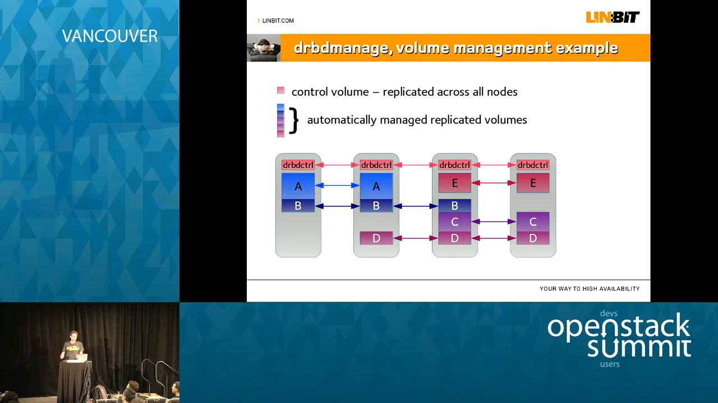So that should be 4 servers. On each, you have this control volume. It's mirrored over all of them. And then you have user volumes. And usually, well, most of them are 2 ways redundant. You can have volumes that are 3 ways redundant, and so on.